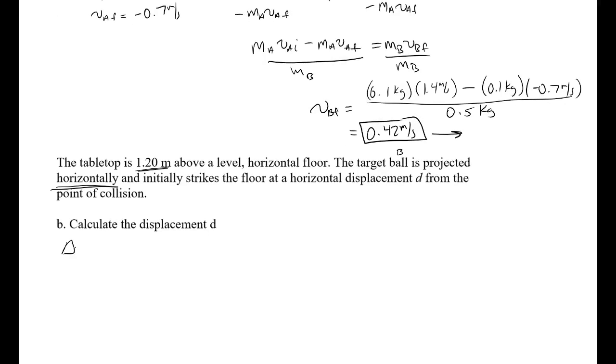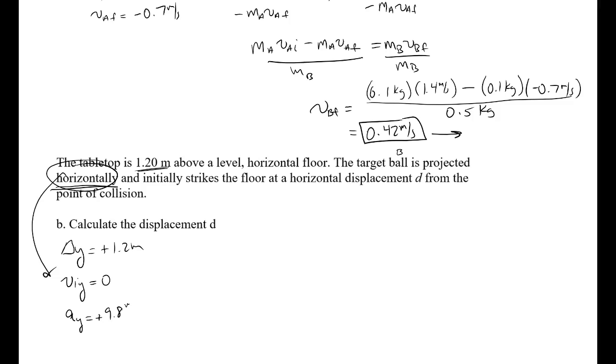Once again, I'm going to write this down. Delta Y is a plus 1.2 meters. The initial velocity in the Y direction is 0, that's horizontally, so there's no velocity in the Y direction. The acceleration in the Y direction is a positive 9.8 meters per second squared, since I chose down to be positive. So I'm going to use my favorite equation: delta Y equals V initial Y delta t plus 1/2 a sub y delta t squared.